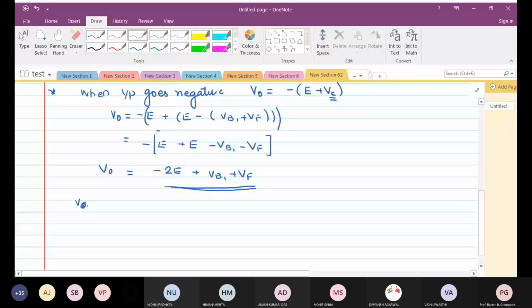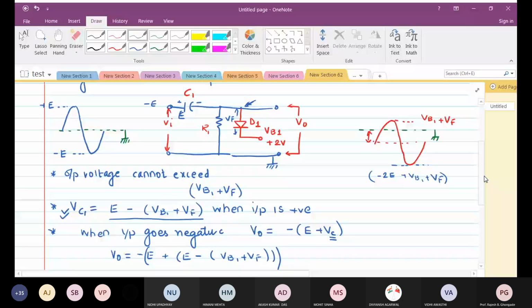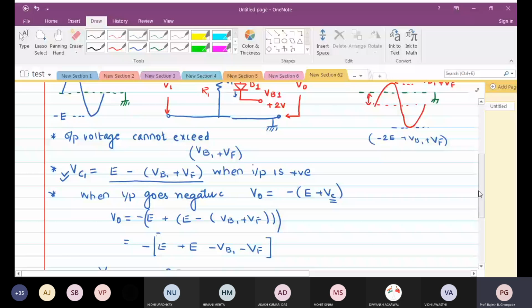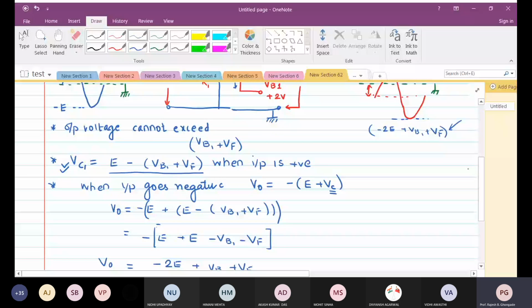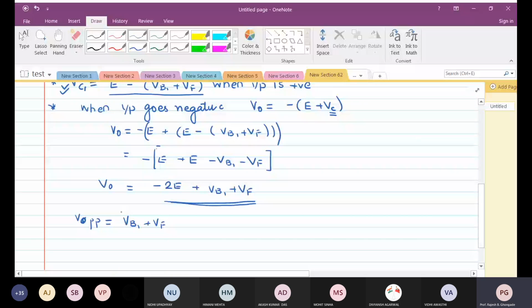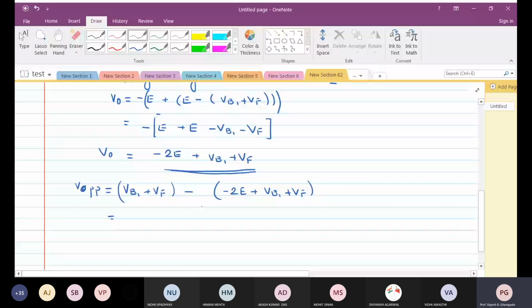So what is the output voltage when the input is positive? It is this VB1 plus VF, and when the input is negative, the peak value is this. So I simply have to find out VB1 plus VF, this is one value, minus 2E plus VB1 plus VF. What does this turn out to be? This VB1 VF will get cancelled, so it will be 2 times E.